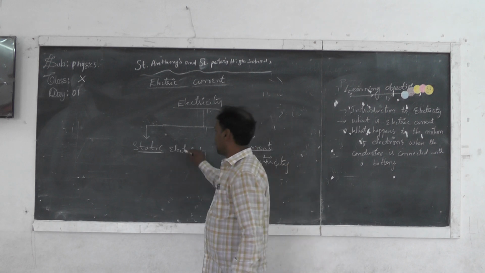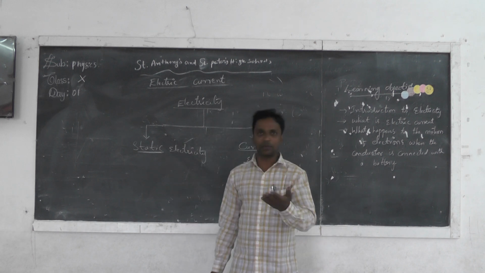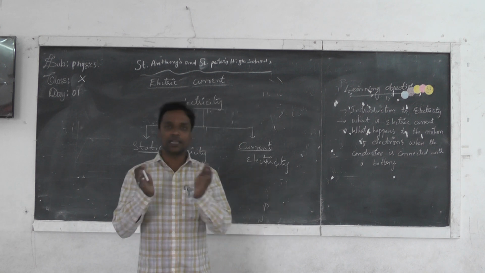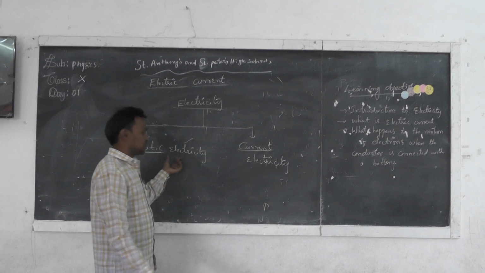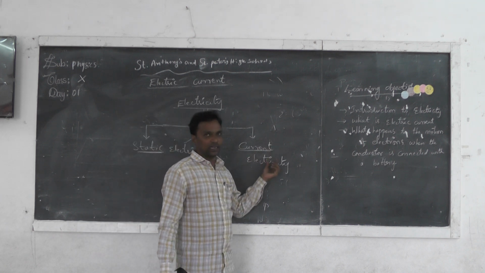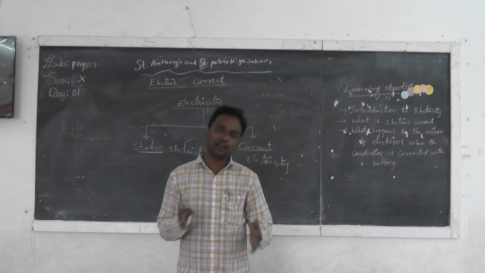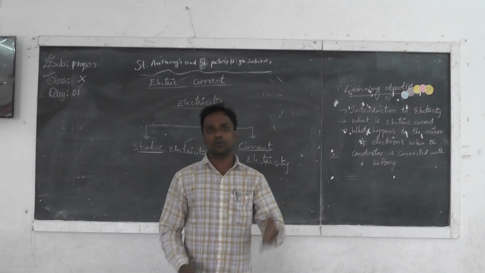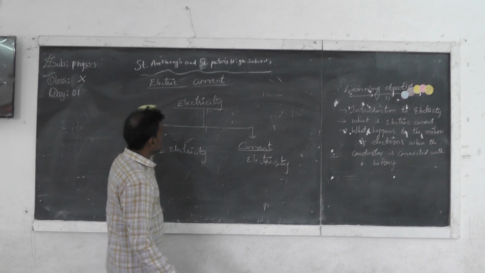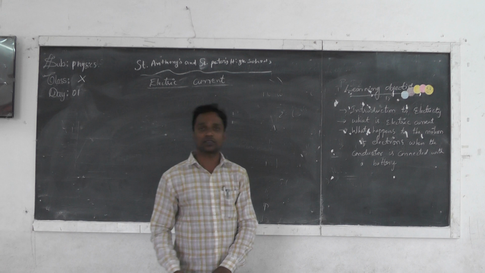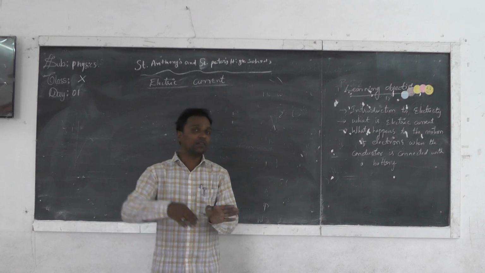In static electricity, we dealt with the primary cell, the Leclanché cell and many types of cells, at rest. We have studied that up to the previous classes. Now we are going to learn about electric current and the effects when charges travel from one point to another point.